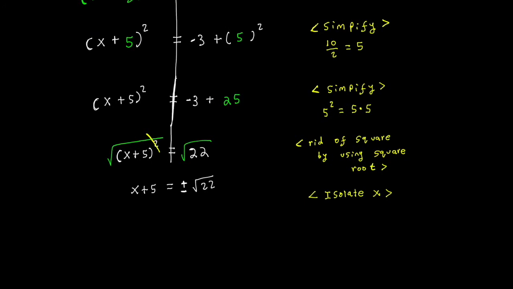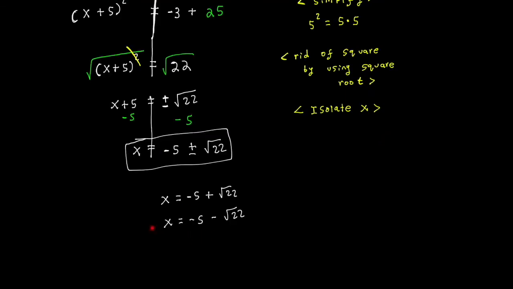Our final move is to isolate x. Here we have a plus 5, so we are going to do the opposite operation, which is minus 5. Minus 5 here, minus 5 there. And the 5s are going to cancel out on the left-hand side. All we are left with is x equal to, I'm going to put the negative 5 in the front, so we have negative 5 plus or minus the square root of 22. And that would be our solution.